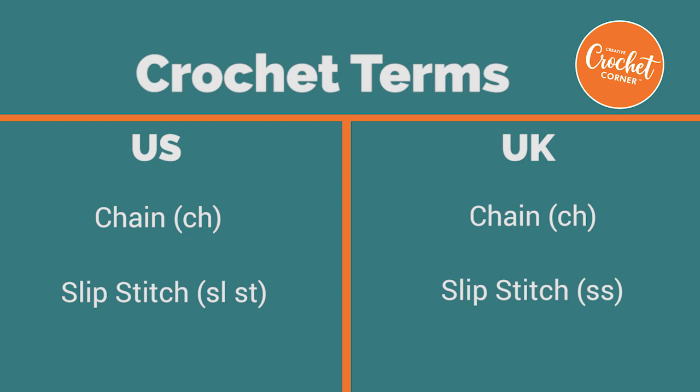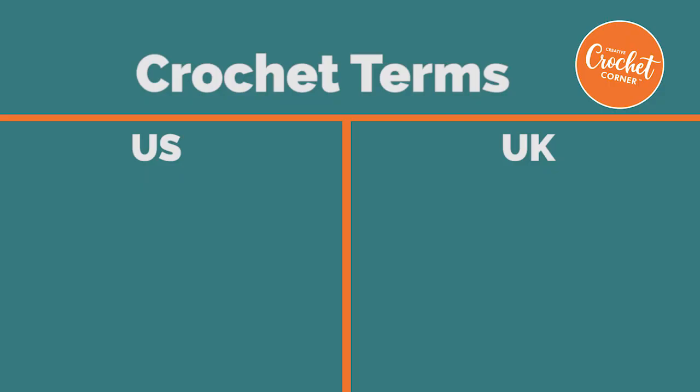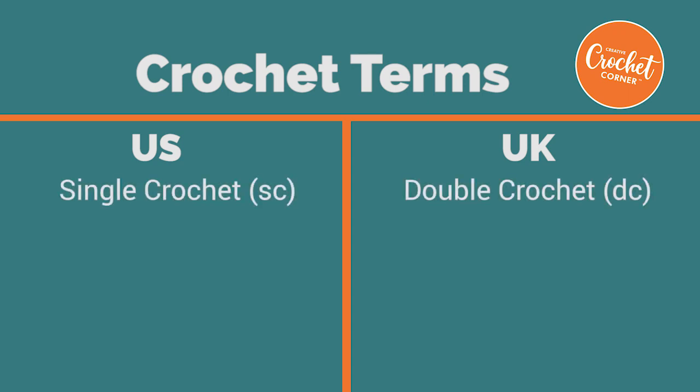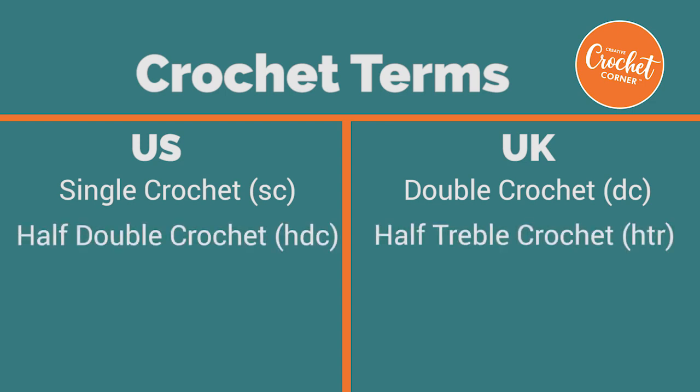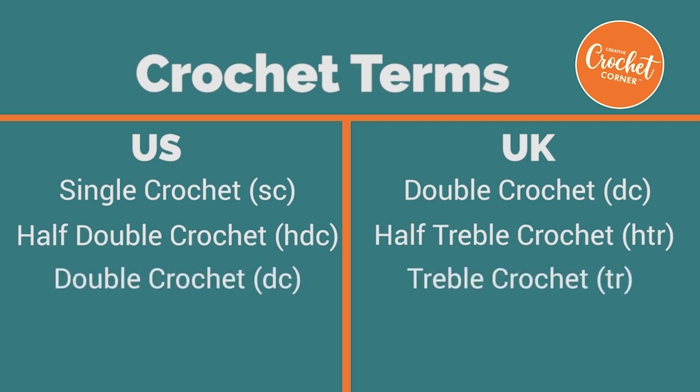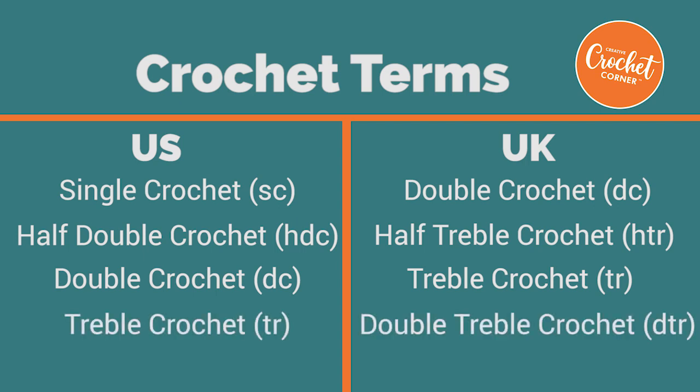And now here's where it gets confusing. From here on out, the North American or US terms are very different from the UK terms. Literally, the stitches are not called the same thing. So what we call a single crochet here in the US, the UK refers to as a double. What we refer to in the US as a half double crochet is referred to in the UK as a half treble. What we call a double, they call a treble, and what we call a treble, they call a double treble.